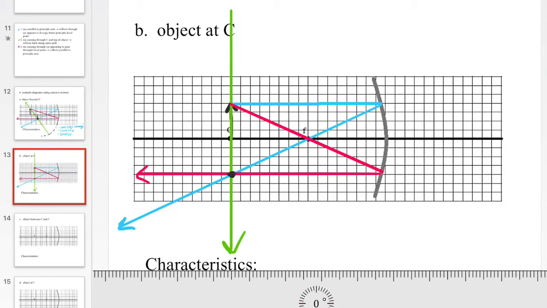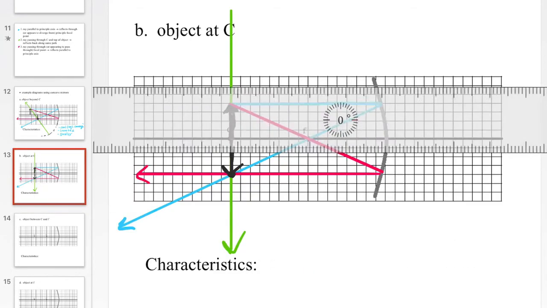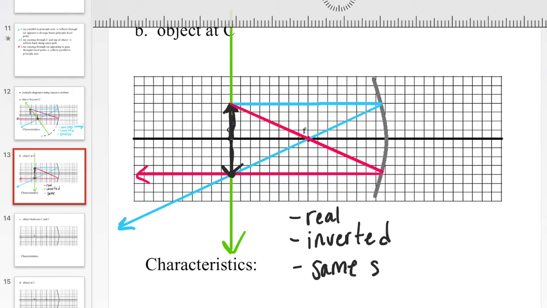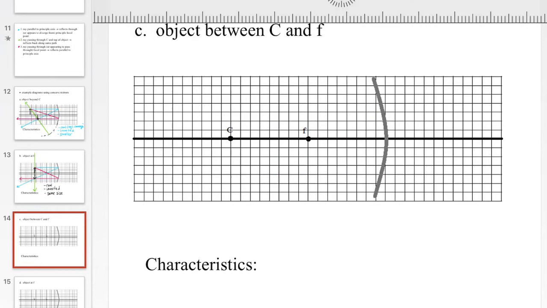And look at that. It's also 4 squares as well, just like the original image was. Isn't that interesting? So what does that mean? What's happening? It looks like it's the same size and in the same position, but it's just inverted, right? So that's what's going on here. We have a real image because, again, our light rays are converging. It's an inverted image because it's upside down. And then it's the same size. Pretty interesting.